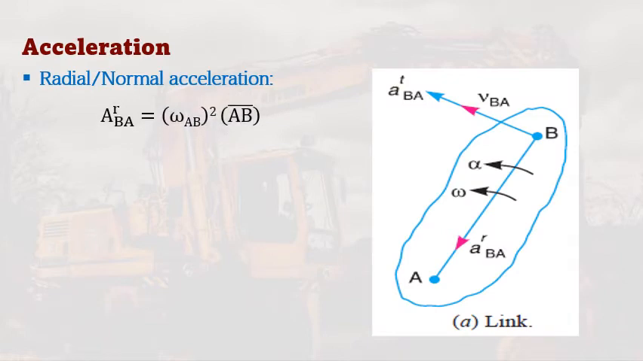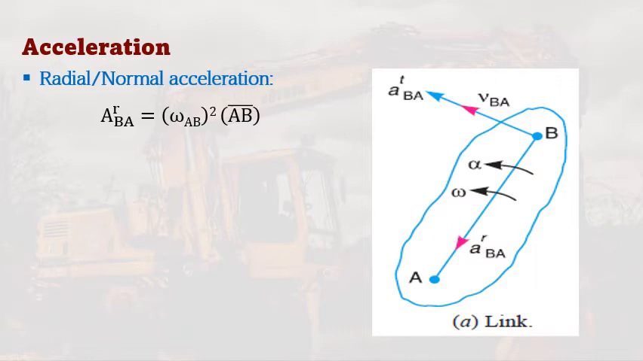To illustrate the difference between the radial, or normal, and the tangential components of the acceleration, let us look at this figure here. Consider 2 points, A and B, on a rigid link. Say this is one of the links in our 4-bar mechanism, for example. Let point B move with respect to A. Point B rotates about the point of rotation, which is point A.